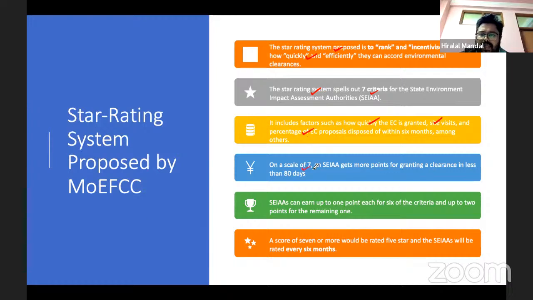On a scale of 7, more points will be awarded if the clearance is given within 80 days of the project. Similarly, extra points will also be granted for bringing efficiency in the system. So this is how it has been rated.